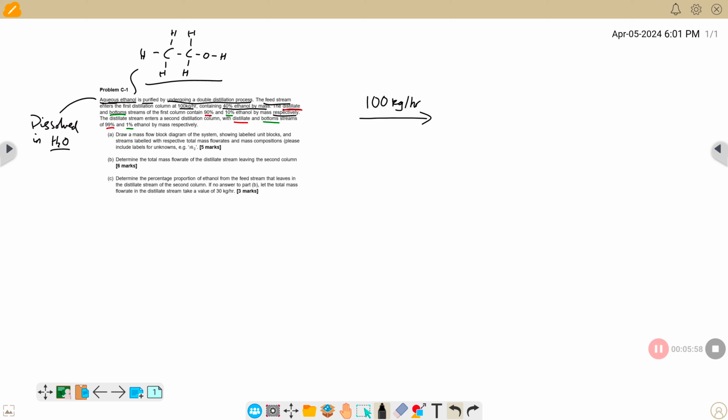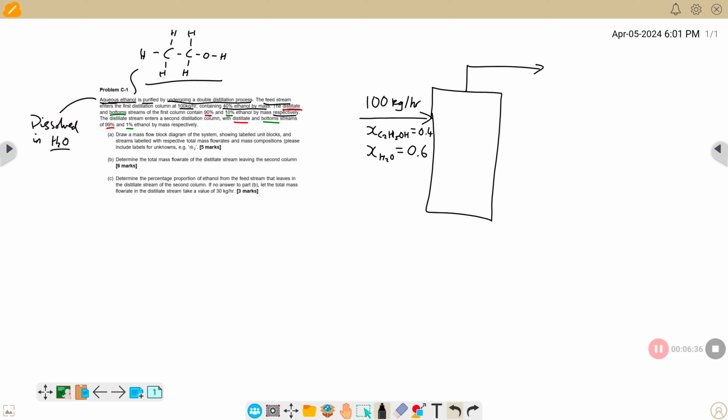So we'd say, let's call it X C2H5OH. That's just what ethanol is. You could just write ethanol there, right? Equals 0.4 and X H2O equals 0.6. So this enters a distillation column, and a distillation column has two exit streams typically.